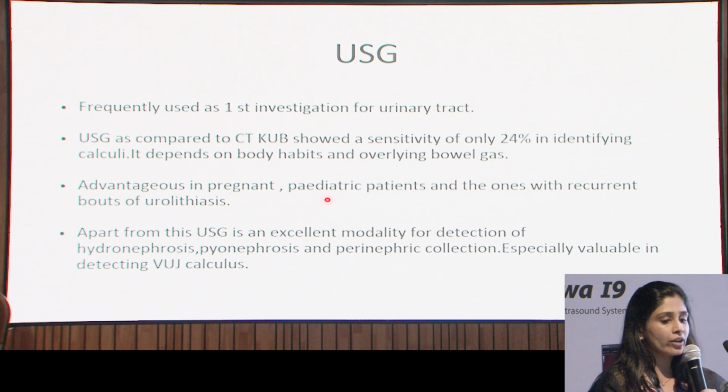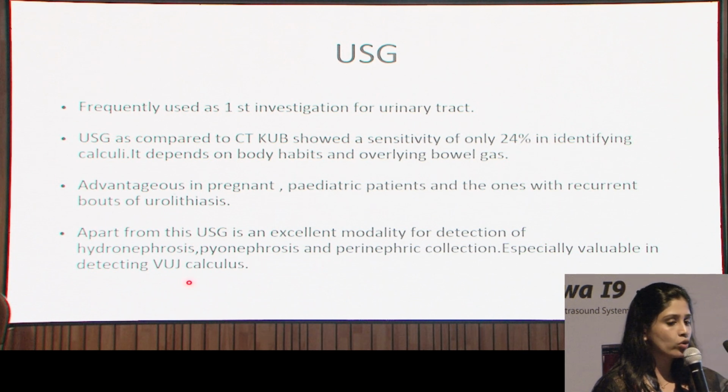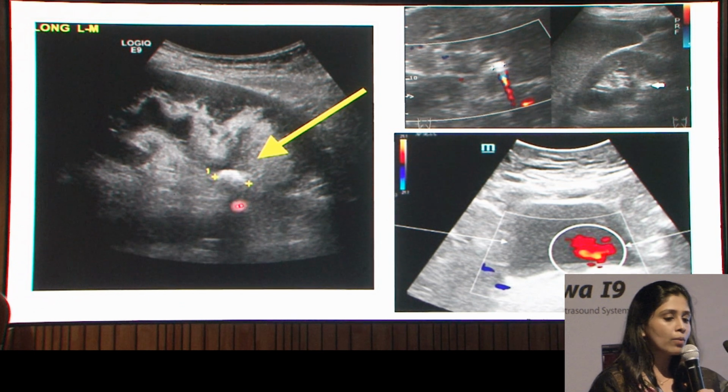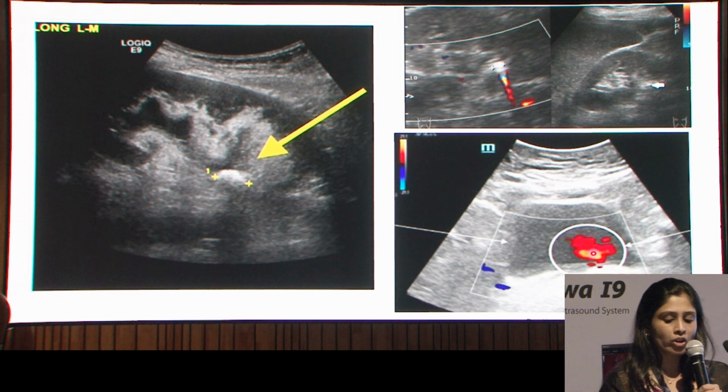Apart from this, it is useful in detection of hydronephrosis, the extent of it, presence of echoes, and especially useful in detection of VUJ calculus. So here, there are some signs we can see. This is an echogenic stone giving a posterior acoustic shadowing. On color Doppler study, there's a focus of turbulent flow giving a twinkling artifact. In this image, we see absence of ureteric jet. This indicates some kind of obstruction. Also, we can calculate the PSV of this ureteric jet, which if less than 20 centimeters per second gives us an account of some kind of partial obstructive uropathy.